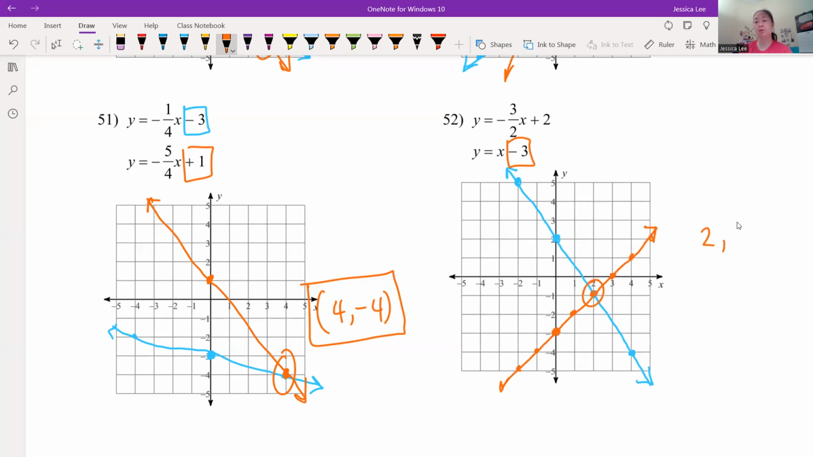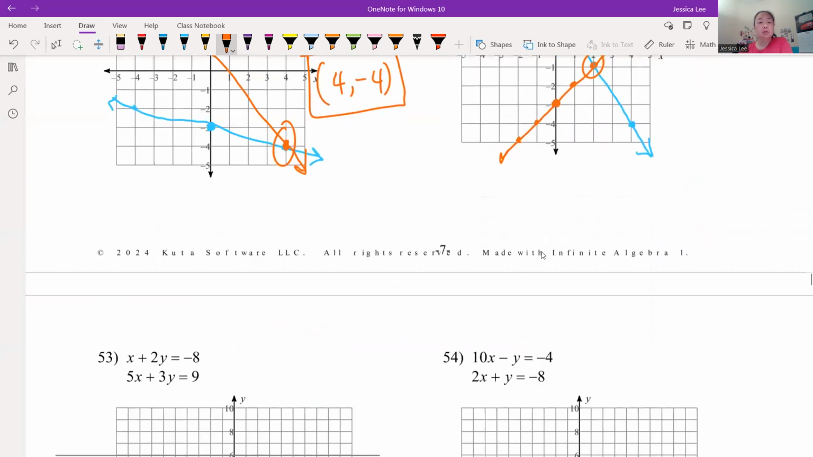Ooh, we broke the pattern. It's 2, -1. You just look for where they intersect. So instead of solving this algebraically, because dealing with fractions is kind of a pain, if we do it graphically, you can just figure out where they intersect, and that's your solution.